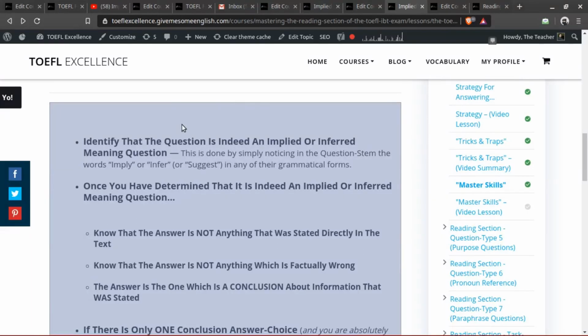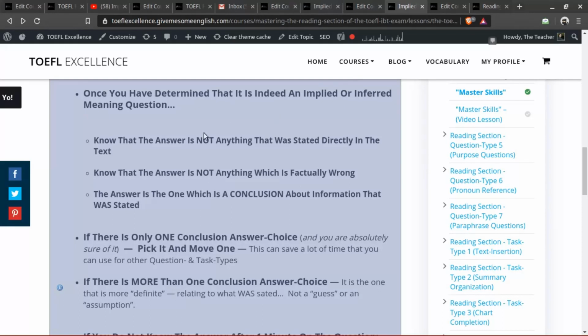First, you have to identify that it is indeed an implied or inferred meaning question. You do that by seeing the word imply, infer, or suggest, in any of the grammatical forms. You might see that in other places in this course. What that means is, instead of imply, it might say implied, infer, inferred, suggest, suggested. Okay, so that's what I mean there. If you see any of those words in the question stem, you know that it is an implied or inferred meaning question, and then you automatically switch into not finding true information, not finding false information, but finding the answer choice which is a conclusion.